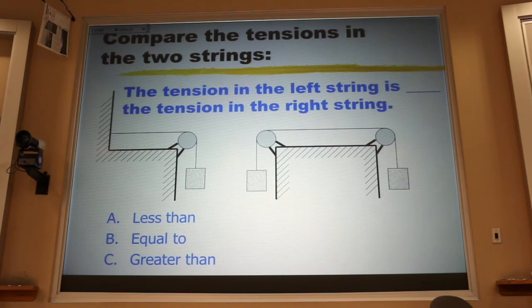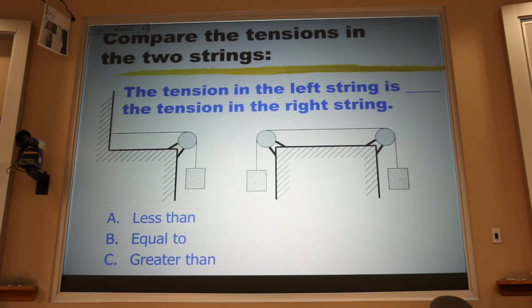Now that block is just sitting there, which means it has 0 acceleration, which means its diagram has to balance. And my question is, which cinder block did I just draw the free body diagram for? All 3. And so the 2 strings have to have exactly the same tension in them.